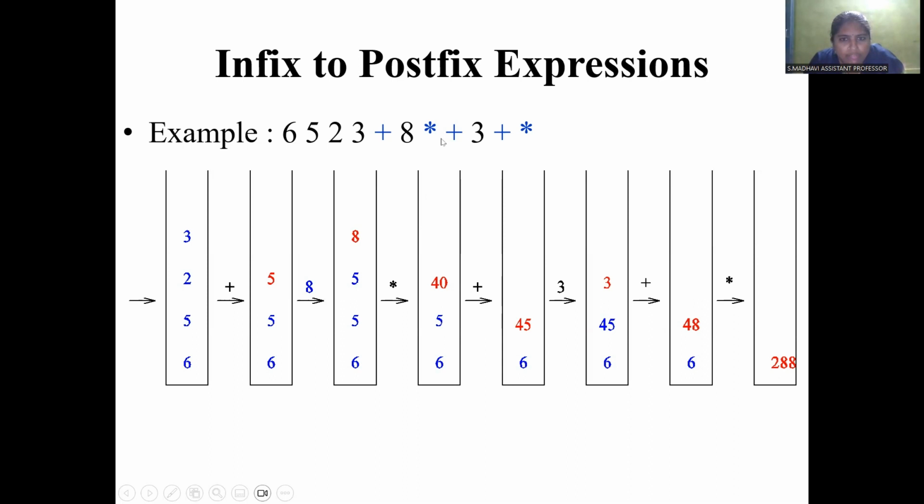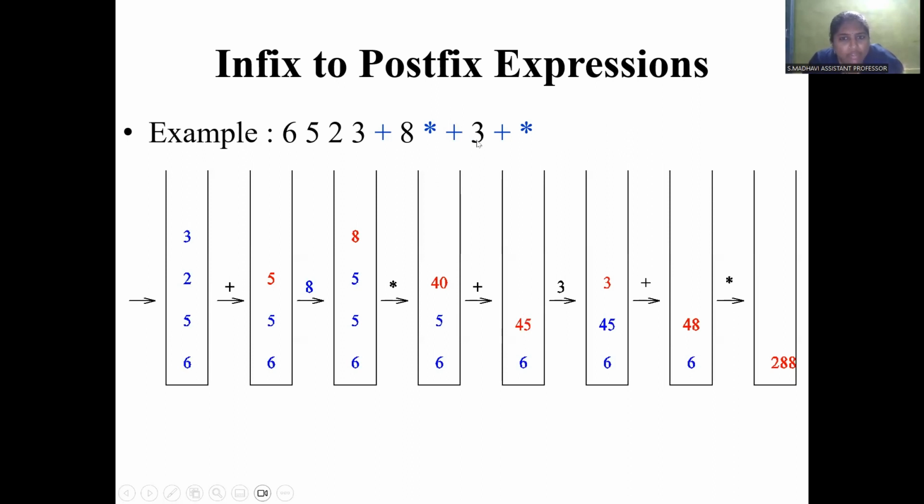Next I read the next symbol, which is plus. If it is an operator, we pop the two operands from the stack, apply the plus over these two operands, and push the result onto the stack. So 40 and 5 will be popped and this plus operator applied. We get 40 plus 5 is 45, and it will be pushed onto the stack.